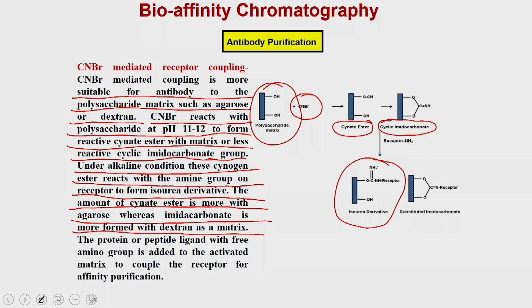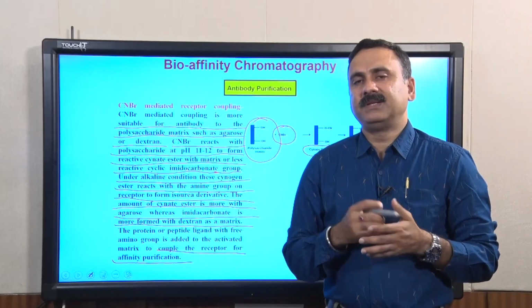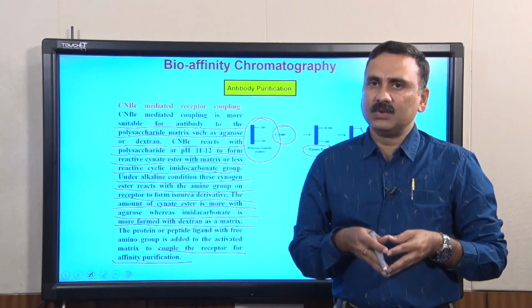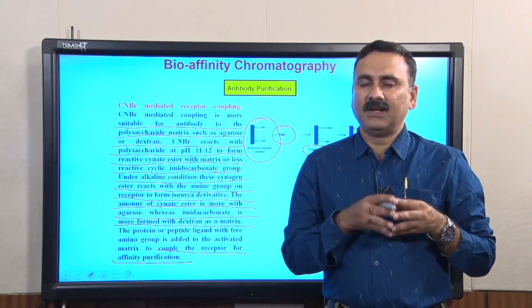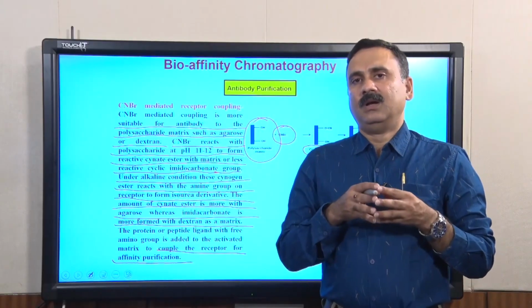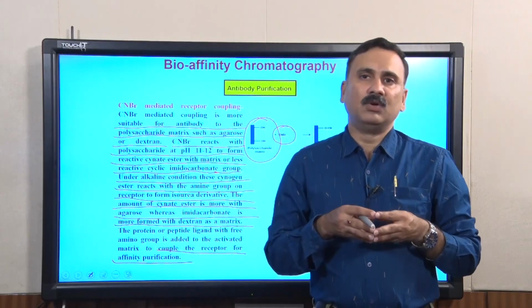The protein or peptide ligand with a free amino group is added to the activated matrix to couple the receptor for affinity purification. As I said, CNBR can be added to the polysaccharide matrix, either agarose or dextran, and it is going to activate the matrix, and then ultimately the matrix is going to bind the antigen through the free amino group.